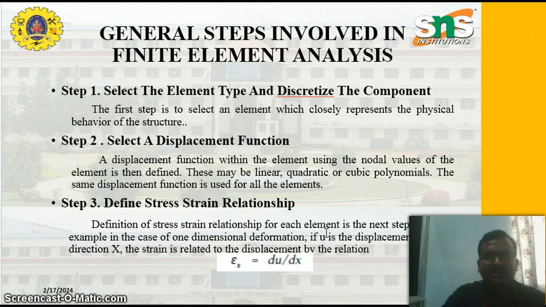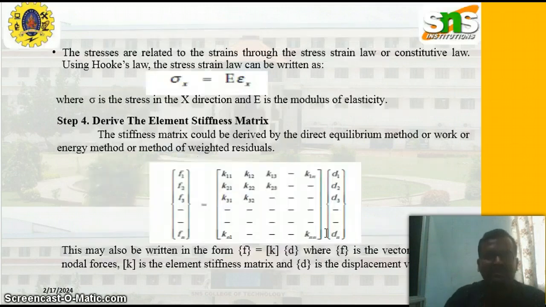Then the third step is to define the stress-strain relationship. We can calculate the stress based on the load-applied area, and strain means change in length over the original length. We can combine these two to develop the stress-strain relationship. Sigma x is equal to E into epsilon x, where sigma x is the stress, E is Young's modulus of the particular structure or material, and epsilon x is the strain, from the strain-displacement matrix. We can combine these things and develop the stress-strain relationship matrix.